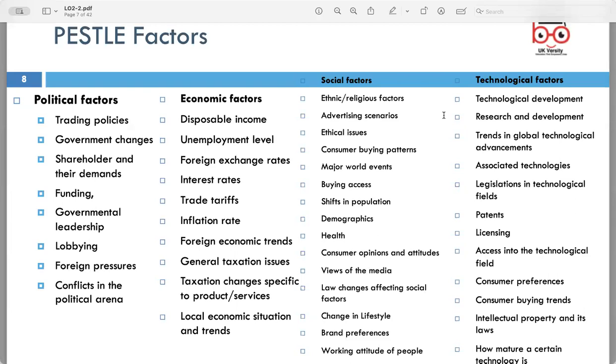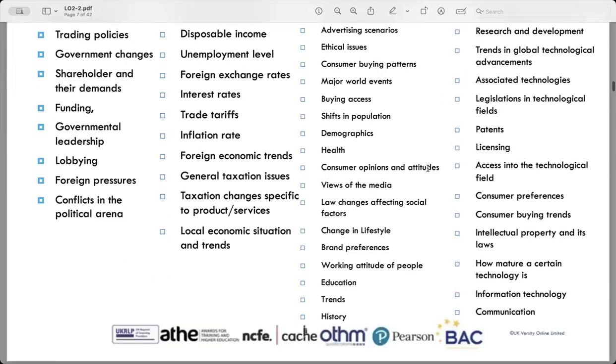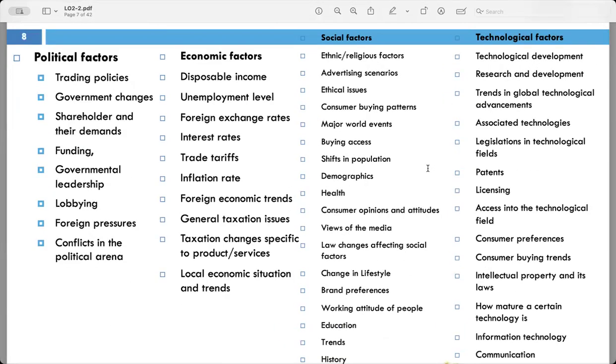Next one is social factors. Social factors encompass the cultural and social influence on businesses. So examples of social factors are ethical, religious factors, advertising scenarios, ethical issues, consumer buying patterns, major world events, buying access, shifts in population, demographics, health, consumer opinions and attitudes, views of the media, changes, lifestyle, education, trends, and history.